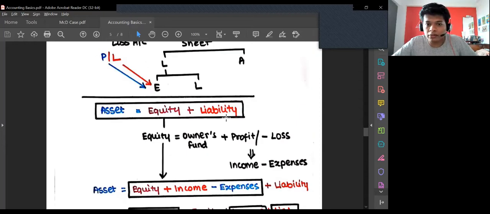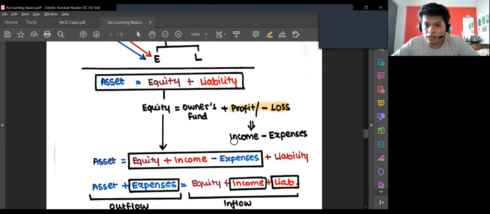Now, asset equal to equity plus liability, we had already seen this part. I hope this part has been clear. Now, within equity, it's my owner's fund. Owner's fund will increase if I have profit, and it will decrease if I have loss. Now, this entire thing of profit and loss, how is this changing? How does this profit and loss account change?